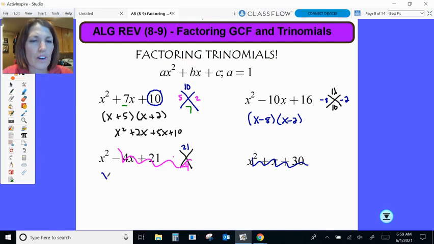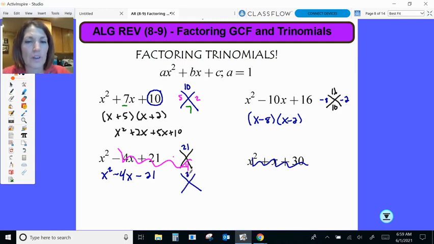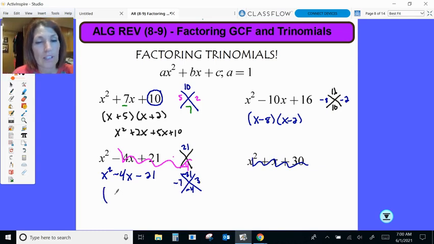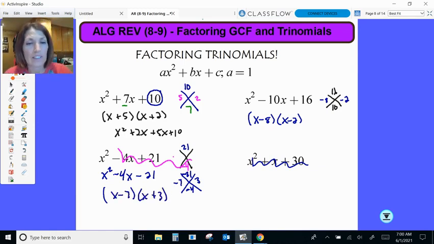Let's do x squared minus 4x minus 21. In this case, we need factors of negative 21 that give me a negative 4. That's going to give me a negative 7 and a positive 3, right? Because negative 7 times 3 is negative 21, and negative 7 plus 3 is negative 4. That's how we end up with x minus 7, x plus 3. Whenever you have a negative last term, that means we're going to have opposite signs, because a negative times a positive is a negative.